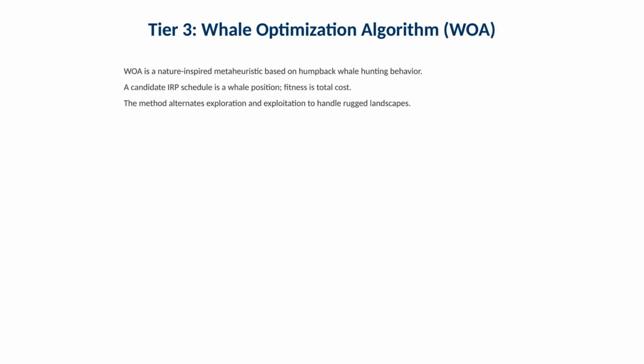Tier 3 uses the whale optimization algorithm, a nature-inspired meta-heuristic based on humpback whale hunting behavior. A complete multi-day replenishment and routing schedule is treated as a candidate position in the search space. The fitness function is the total system cost, combining transportation and inventory holding. The algorithm updates a population of candidates over many iterations to search for lower-cost schedules.